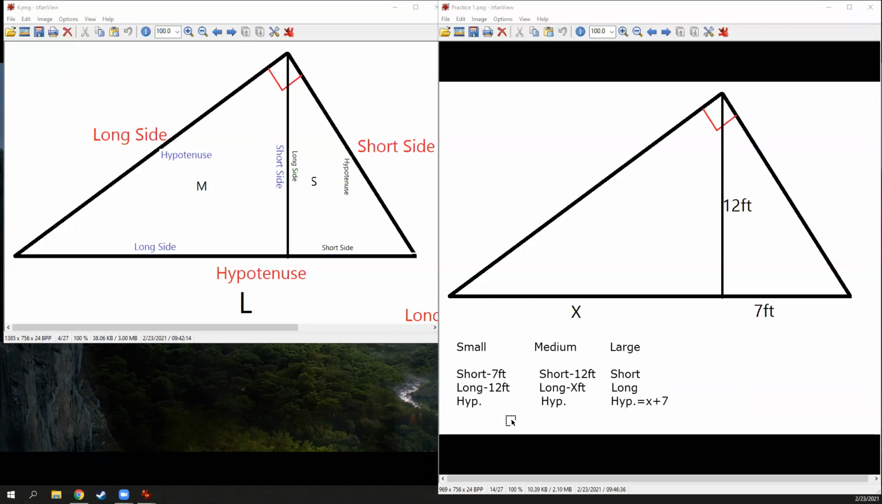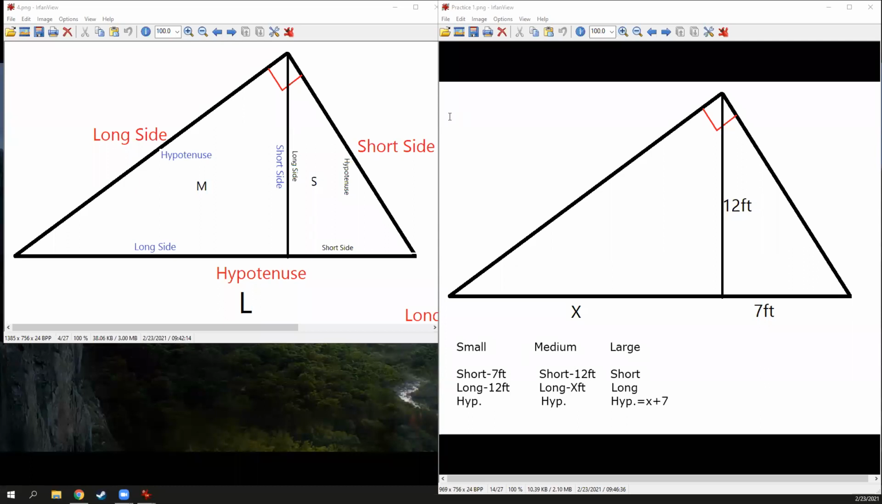Looking at our little chart, the only two triangles with numbers or variables in matching sides are the small and medium triangles. I have short and short, long and long. So I can compare these two. I can set them up in a ratio and I can solve. And that's going to be the easy part.